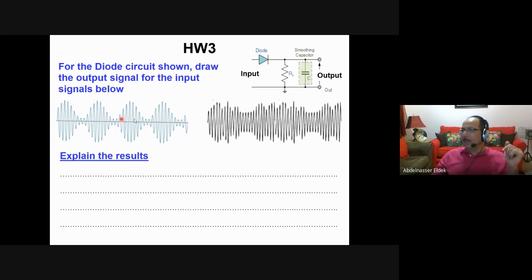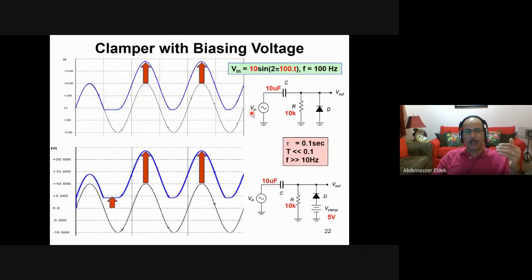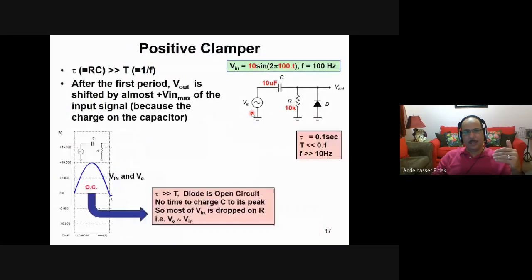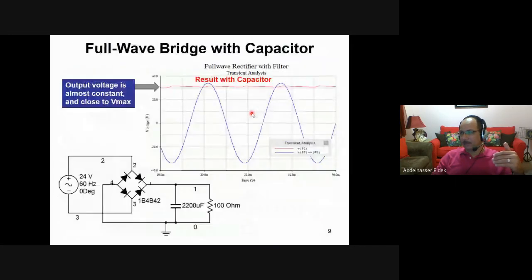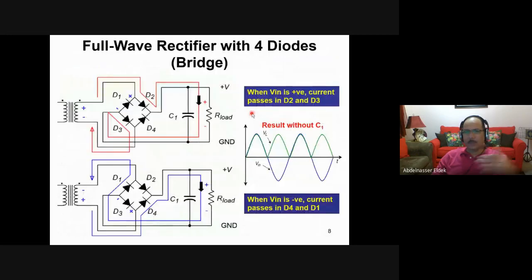For example, if this is the input signal, the output will be, roughly of course, the peak. You detect the peak and then interpolate the peaks. That's it. So this is one of the important applications of the half-wave rectifier and full-wave rectifier, of course. You can do the same using a full-wave rectifier.